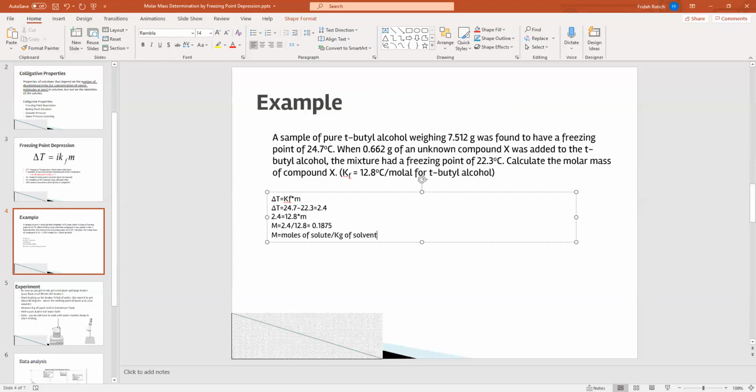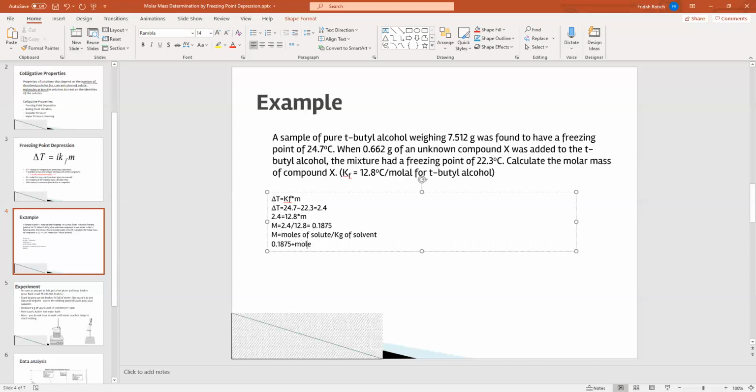Do we have mass of solvent in kilograms? Well, we have the mass of our solvent, which is T-butyl alcohol, but it's in grams. So we basically just need to convert it to kilograms, and that would be 7.512 divided by 1,000, which should give us 0.007512.